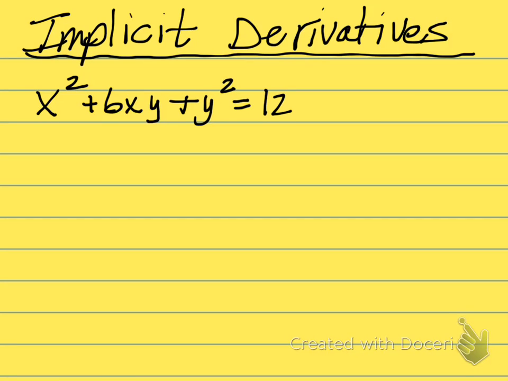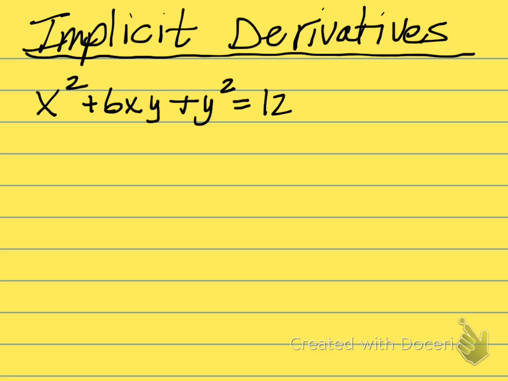Let's do a little mini lesson on implicit derivatives. Implicit derivatives are going to allow us to take the derivatives of equations that have multiple variables. And kids, you really want to watch out for your notation on this. If you keep your notation straight, you shouldn't have any problem with these.